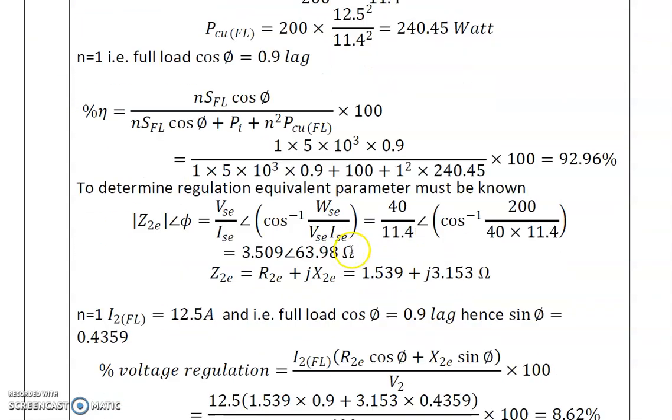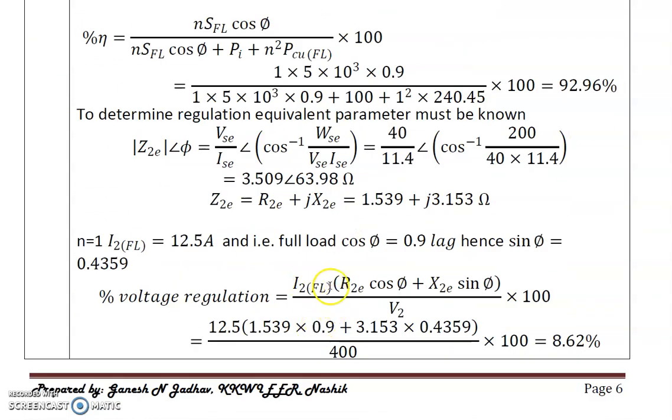So the regulation is I2FL into R2E cos phi plus X2E sin phi. Why am I taking a plus sign? Because it is for the lagging power factor. If it is leading, we have to take a minus. So first, cos phi is 0.9. So sin phi is equal to 0.4359. First calculate the phi, then take its sin phi. So we will get this value.